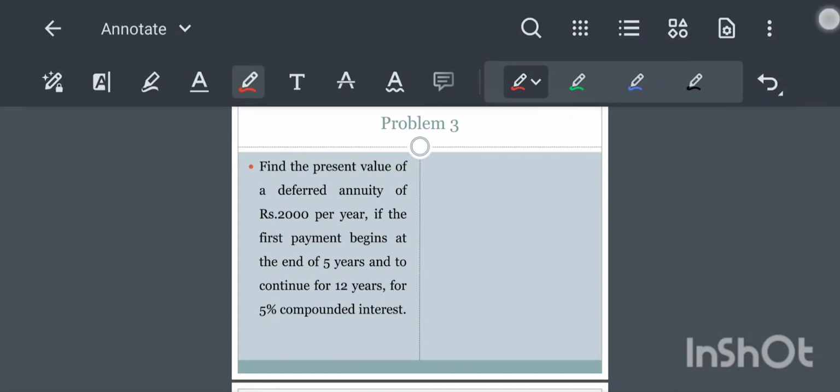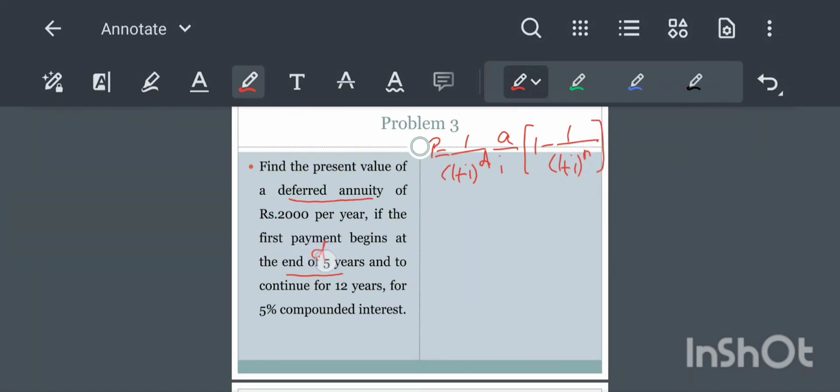The last sum. Find the present value of a deferred annuity of rupees 2000 per year if the first payment begins at the end of 5 years and it will continue for 12 years at 5% compound interest. So here in the question it is given as deferred annuity and the first payment will begin after 5 years. So we need to calculate the value for deferred annuity. The formula is P is equal to 1 divided by 1 plus I the whole power d into A divided by I into 1 minus 1 divided by 1 plus I the whole power n.